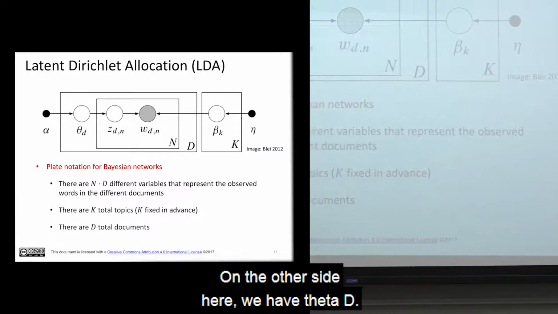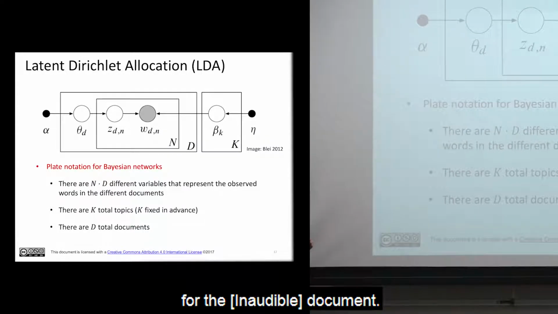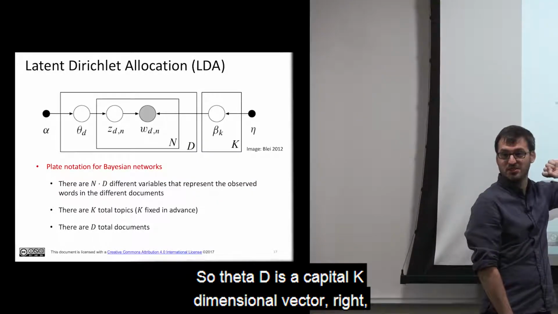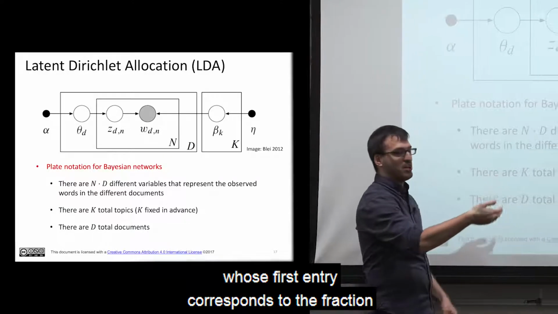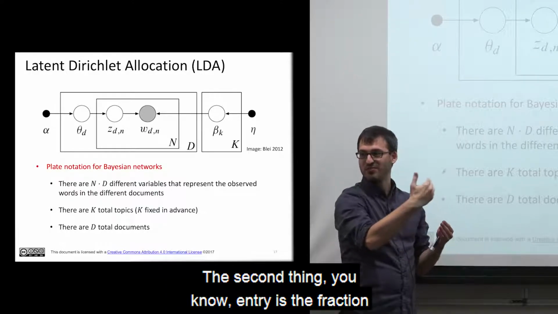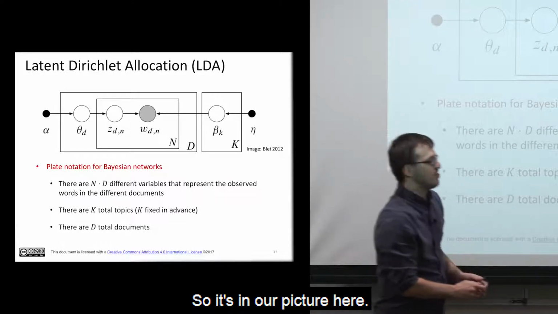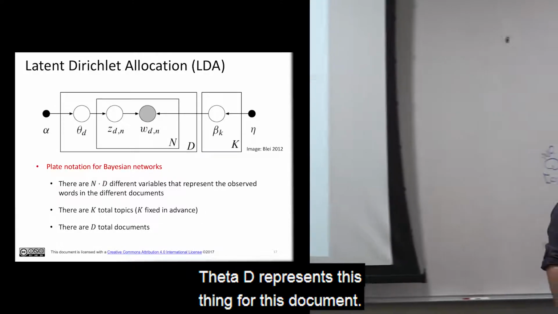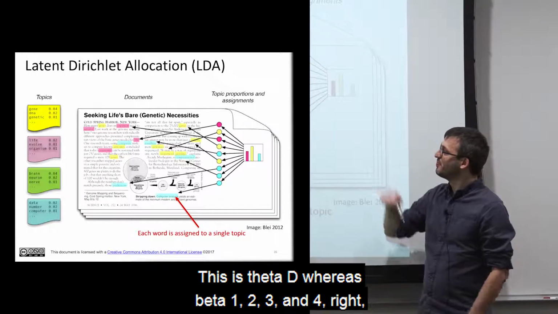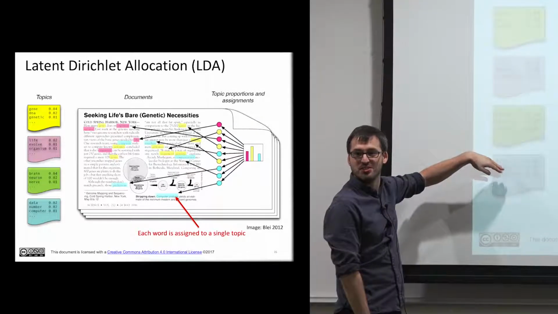On the other side here, we have theta d. This theta d is the distribution over topics for the dth document. So theta d is a capital K dimensional vector, whose first entry corresponds to the fraction of topic 1 for this document, the second entry is the fraction of topic 2 for this document, et cetera. So in our picture here, theta d represents this thing for this document. This is theta d, whereas beta 1, 2, 3, and 4 are represented by these vectors.